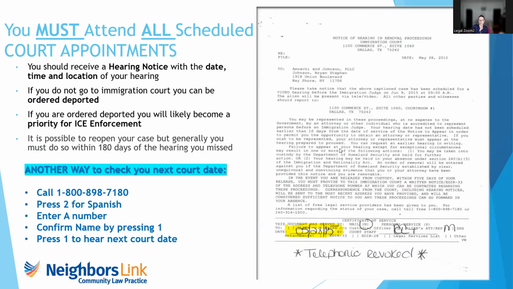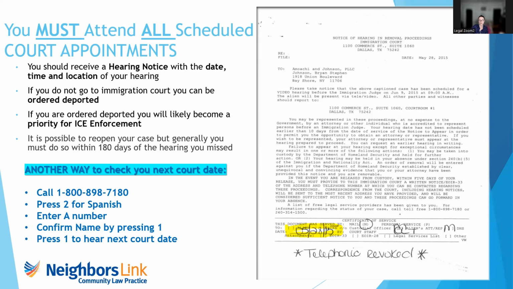It is very important that you attend all scheduled court appearances. You should receive a hearing notice with the date, time, and location of your hearing. You should have your first hearing notice for your first scheduled master calendar hearing. That should appear on your notice to appear, as we discussed. But subsequent master calendar hearings will come with a new hearing notice with a new date, time, and location.